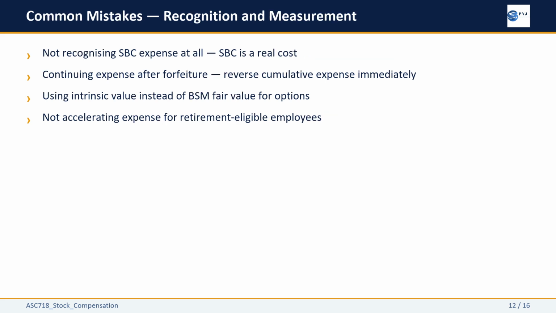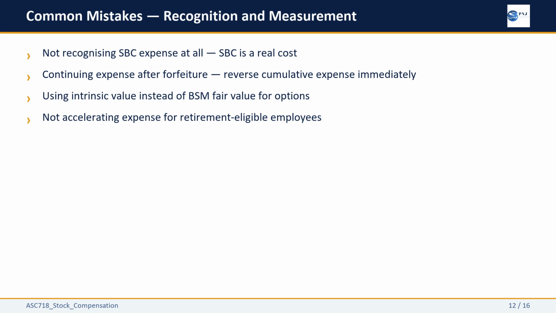The most serious mistake is not recognizing SBC expense at all, treating equity awards as zero cost because no cash leaves the company. SBC is a real compensation cost and must be measured and recorded. A close second is continuing to expense an award after the employee has forfeited it. The moment an employee leaves and unvested awards are canceled, reverse the cumulative expense immediately.